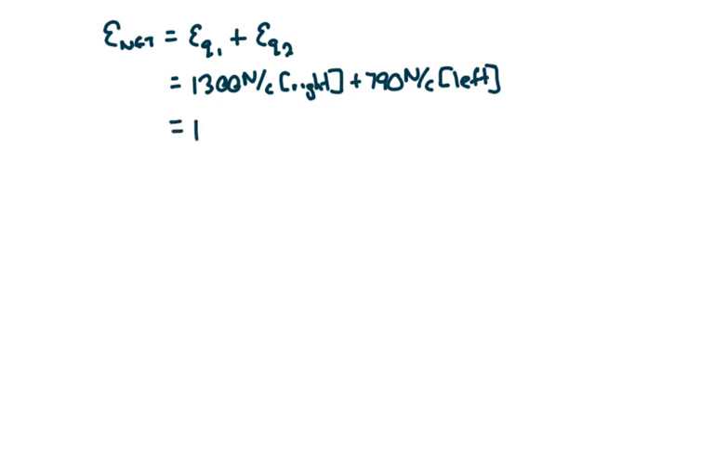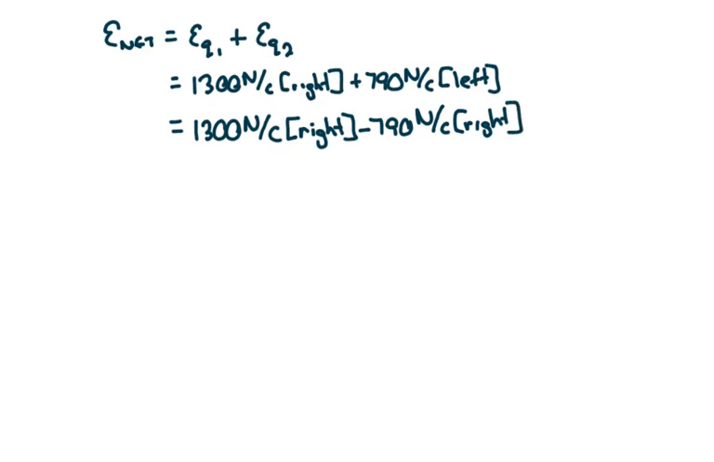Not having the same directions, we do need to change that. I'll make these both to the right, which would mean we would have minus 790 newtons per coulomb to the right if we flip that one around. Which would give us a net field strength of 510 newtons per coulomb to the right.